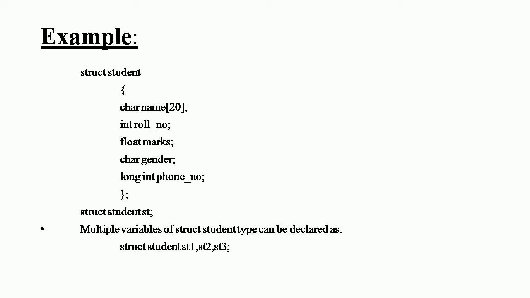struct student { char name[20]; int roll_number; float marks; char gender; long int phone_number; } and struct student st, that is the number of students. Multiple variables of struct student type can be declared as struct student st1, st2, st3, etc.